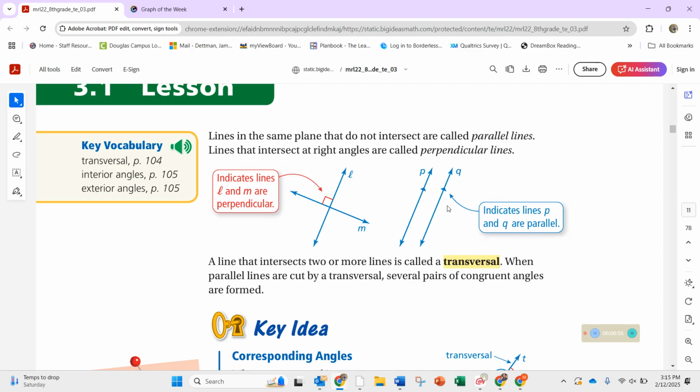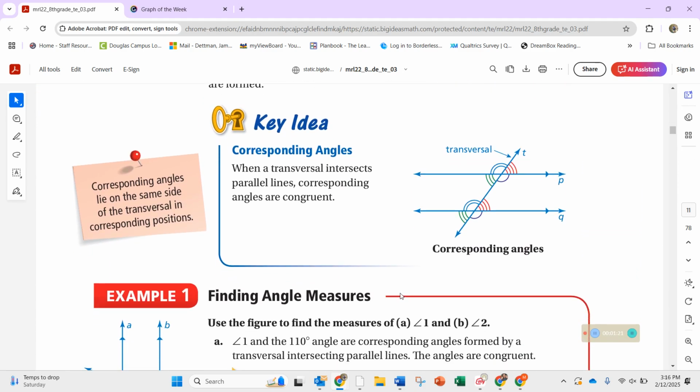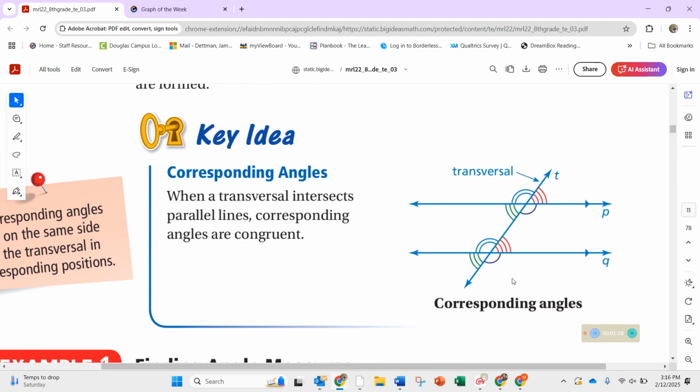That's important to know, because a line that intersects two or more lines is called a transversal. So when parallel lines are cut by a transversal, several pairs of congruent angles are formed. So go ahead and pause this, sketch this real quick so we can talk about it down below. All right, so hopefully you have that sketch now, because now we're going to see transversals in with the corresponding angles. Here we go.